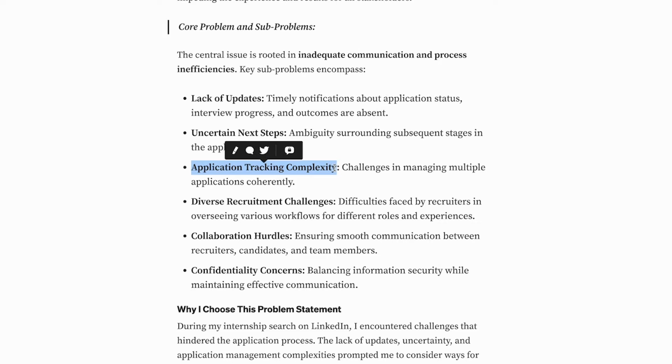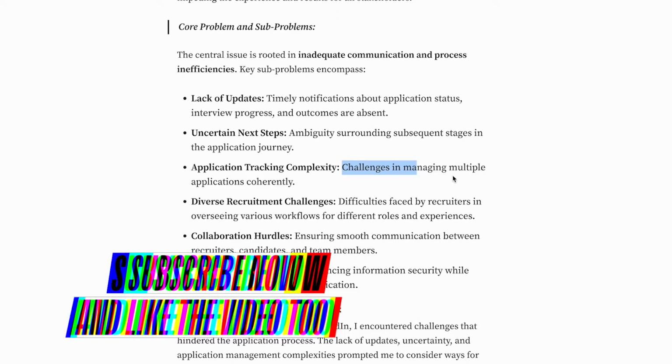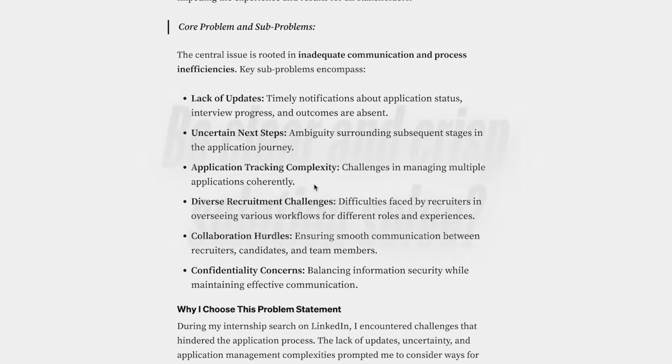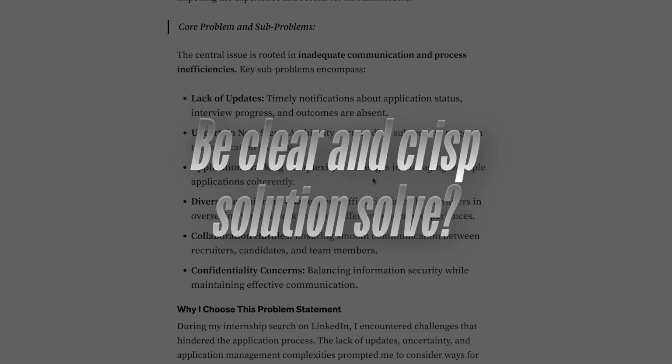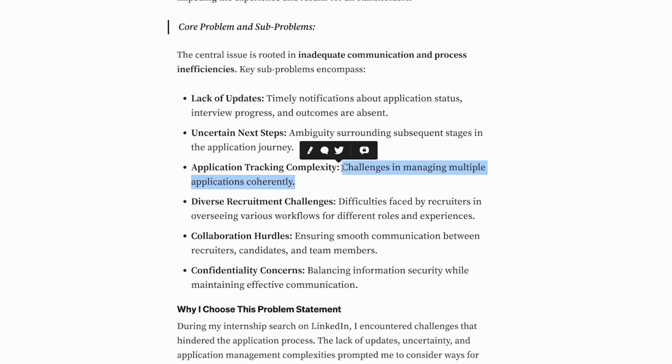Application tracking complexity, challenges in managing multiple applications coherently, right? So now when it says application tracking complexity, what does that actually mean? What does tracking actually mean, right? Challenges in managing multiple applications coherently. What does this actually mean? It's important to be very clear and crisp about the problem statement. Now here, the problem statement is very crisp, but it's not clear. What sort of challenges? Can you give me an example, right? That's what I would want to see. Challenges in managing multiple applications coherently. For example, this, right? Something for me to understand the problem statement a little bit more, right?